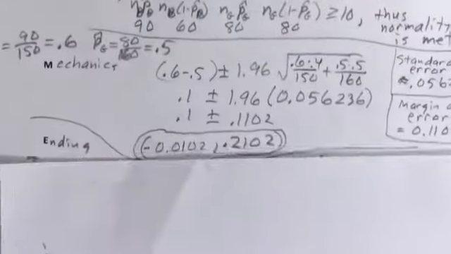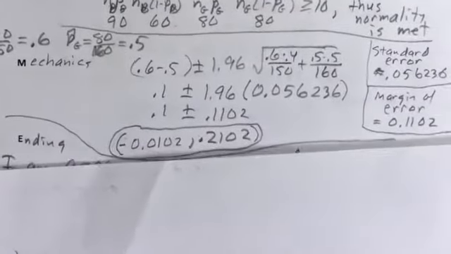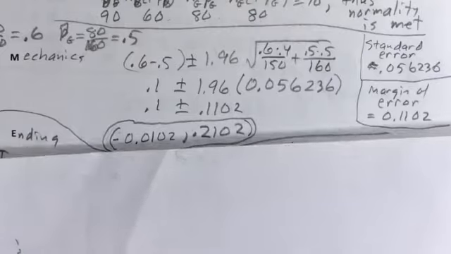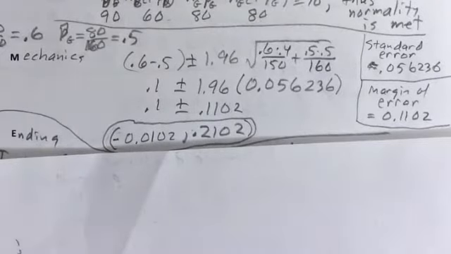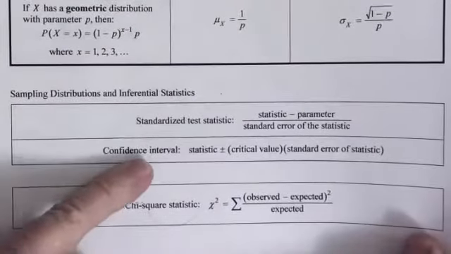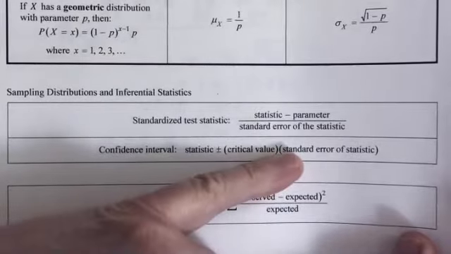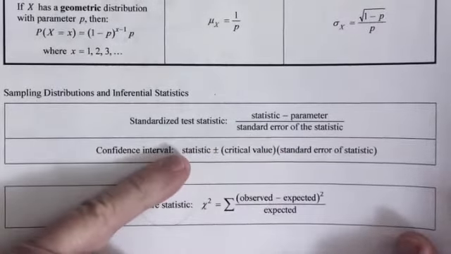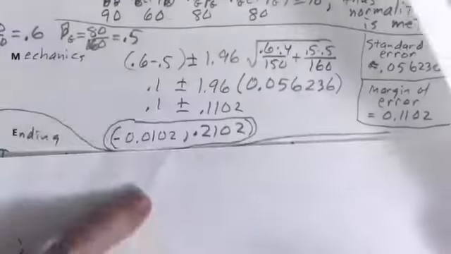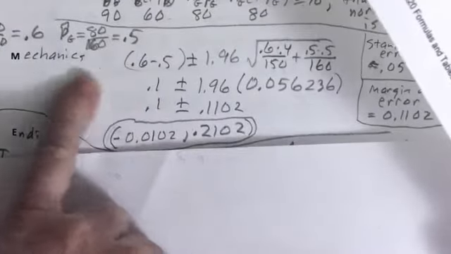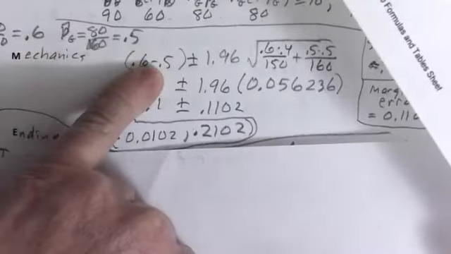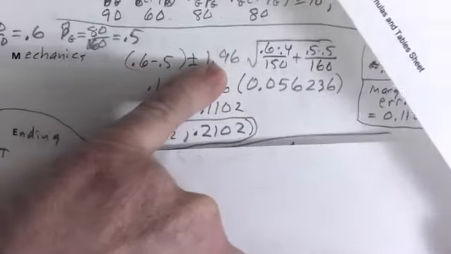So here's our mechanics, and I've got a little shortcut with your calculator that I'm going to show you. But first of all, let's talk about that formula. Any confidence interval on the first page of the formula sheet has this formula: statistic plus or minus critical value times the standard error of the statistic. Here the statistic is the difference in our p hats, which is 0.6 minus 0.5. That is our statistic. Our critical value is our z star.